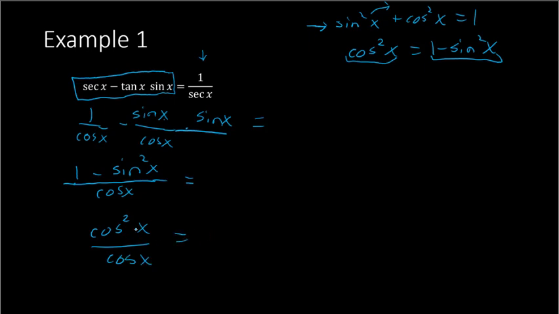Okay, now from here, cosine squared over cosine. We can simplify that. All right, we have squared on the top, 1 on the bottom. We can subtract the exponents. That would give you 1 cosine of x remaining.